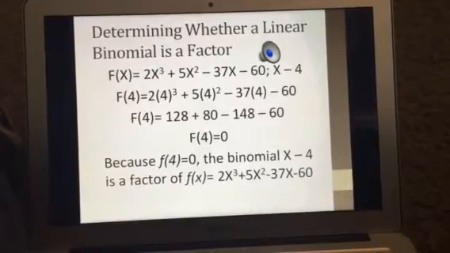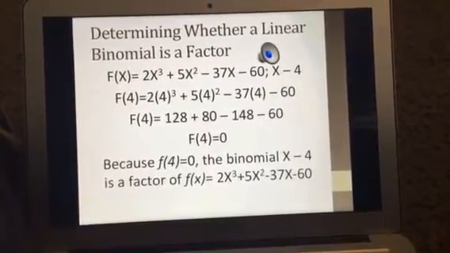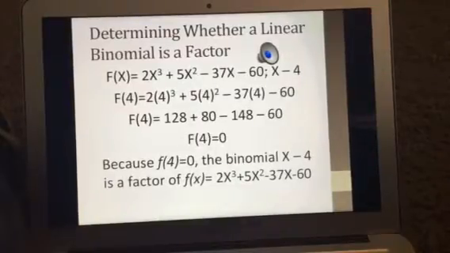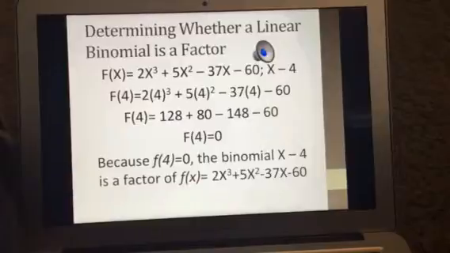So you have f of 4 equals 128 plus 80 minus 148 minus 60. Add that all together and you get f of 4 equals 0. So because of the factor theorem, since f of 4 equals 0, the binomial x minus 4 is a factor of f of x equals 2x cubed plus 5x squared minus 37x minus 60.